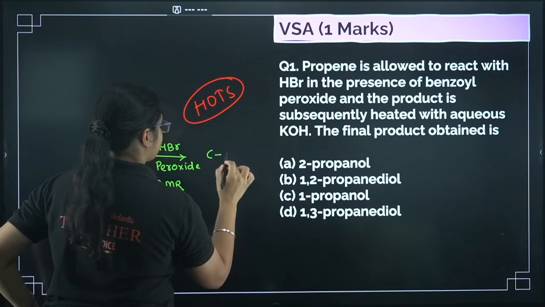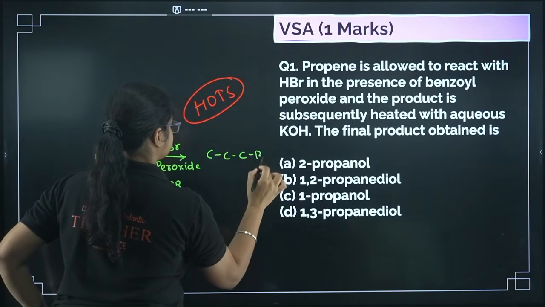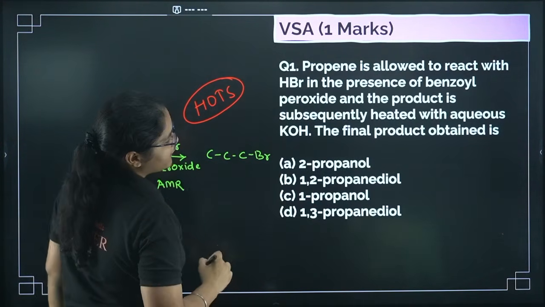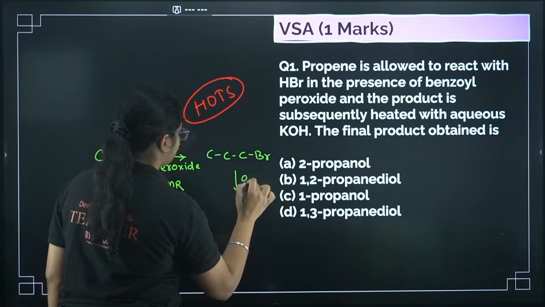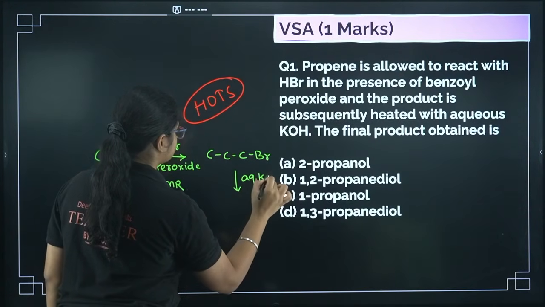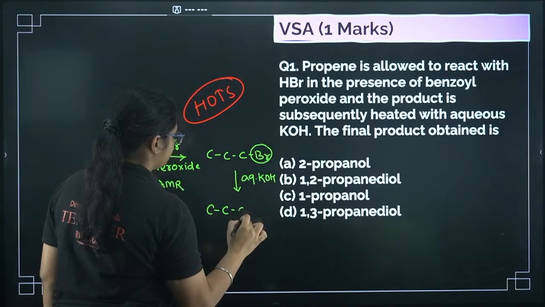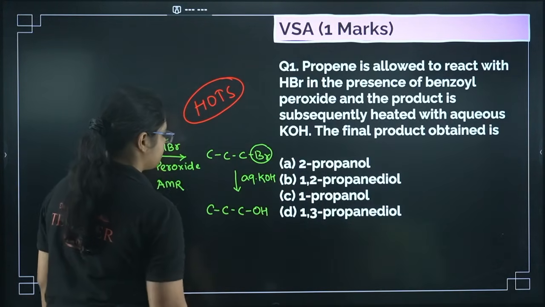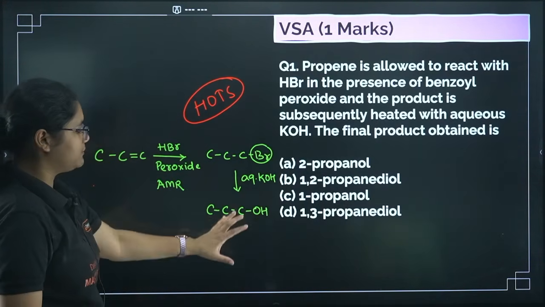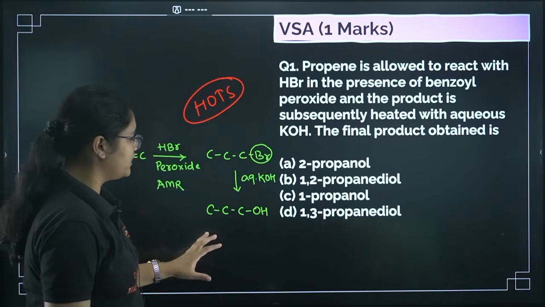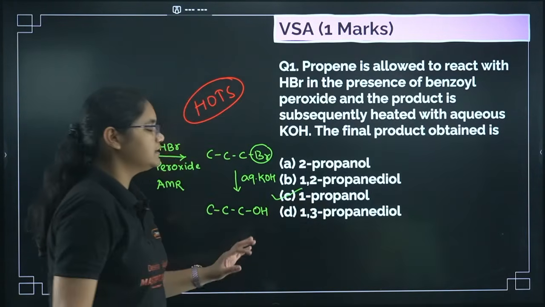Now when you treat it with aqueous KOH, what will happen? This Br will be replaced with the OH group. So this will be the product, propan-1-ol. So that is your option number C here.